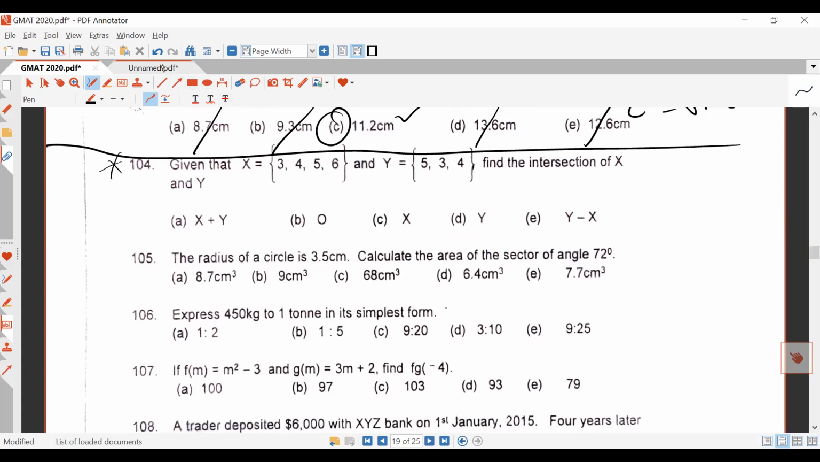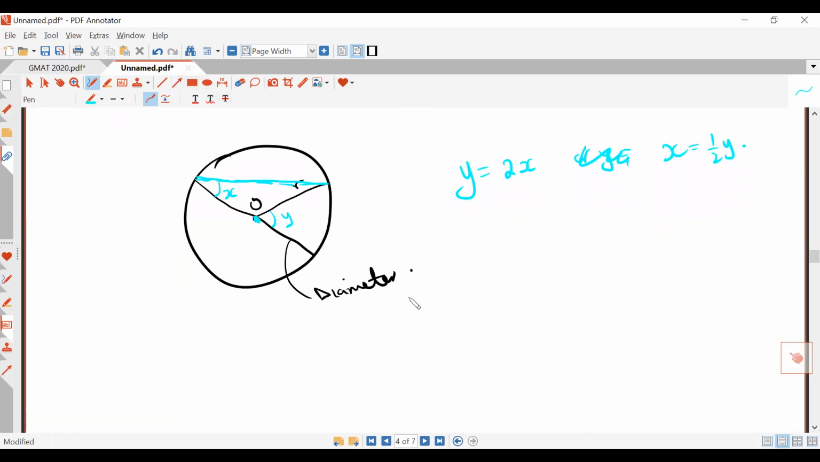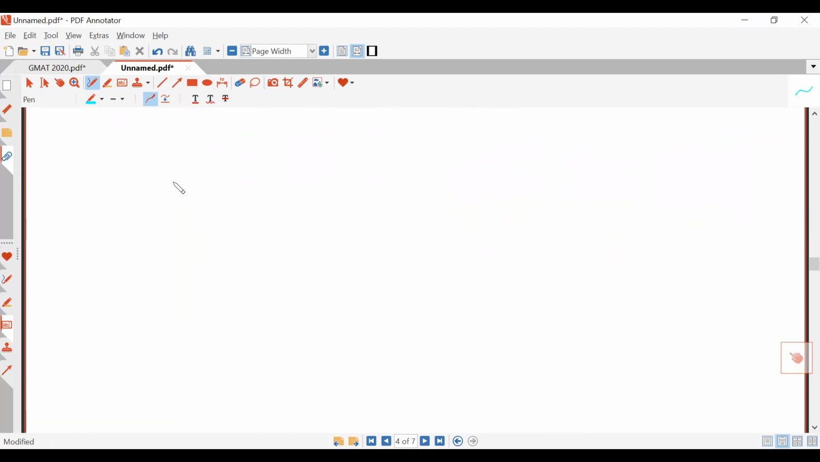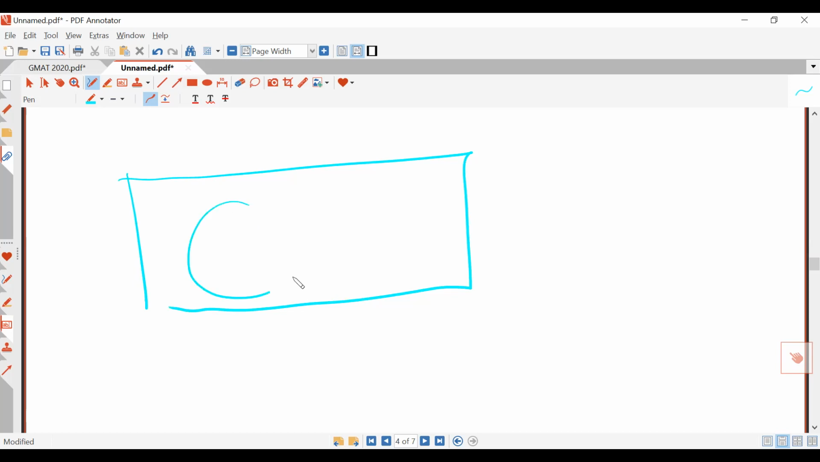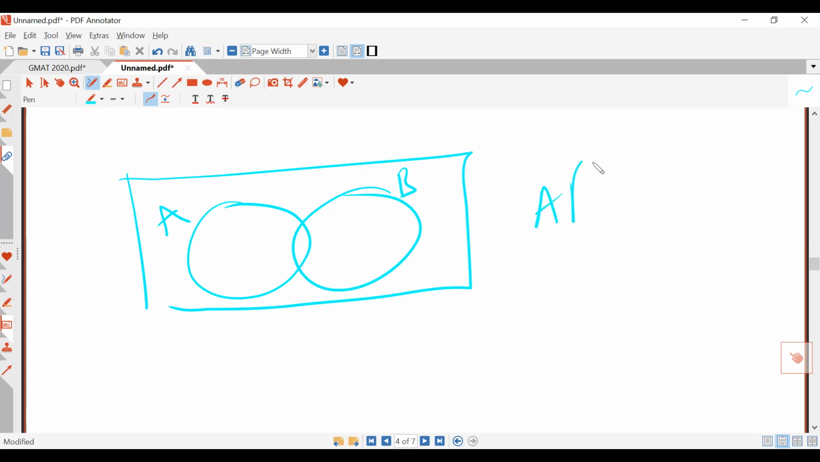Okay. To take you through sets a little bit, I have some figures here. I don't know if you can annotate. If I have a set like this, this is A, this is B. If I have A intersection B, this is intersection.